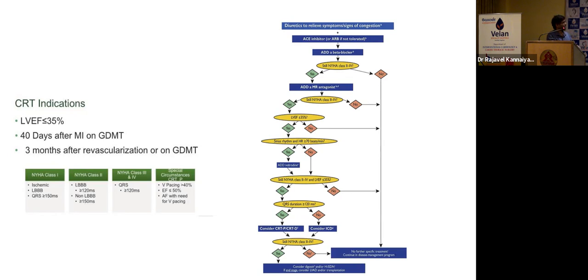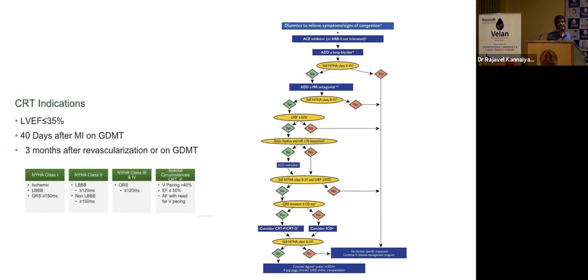So any heart failure with reduced ejection fraction less than 35%, post MI after 40 days, and after revascularization after a minimum of 3 months, and there should be an LBB pattern on the ECG, and the QRS should be more than 150 milliseconds. It's a class 1 indication. And a class 2 indication, if it is 130 to 150 with LBB. For non-LBB pattern, that is non-specific interventricular conduction disturbance, RBB, it should always be 150.